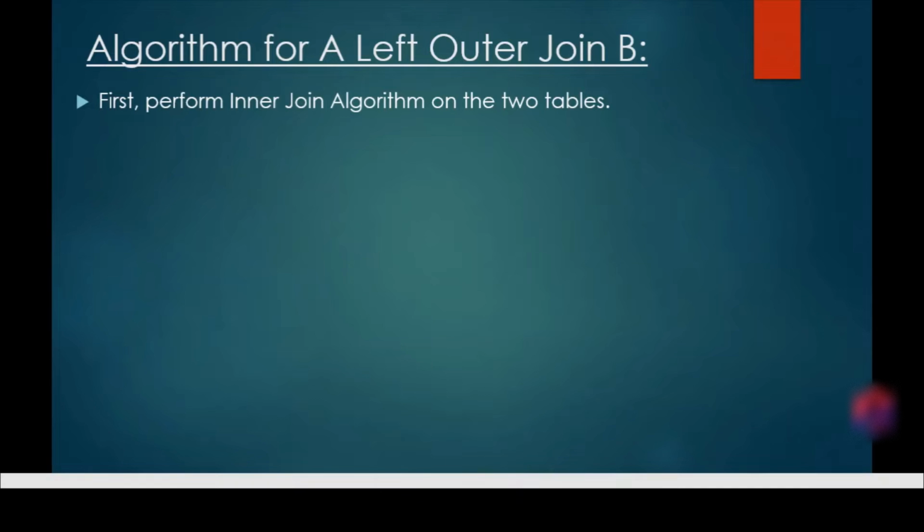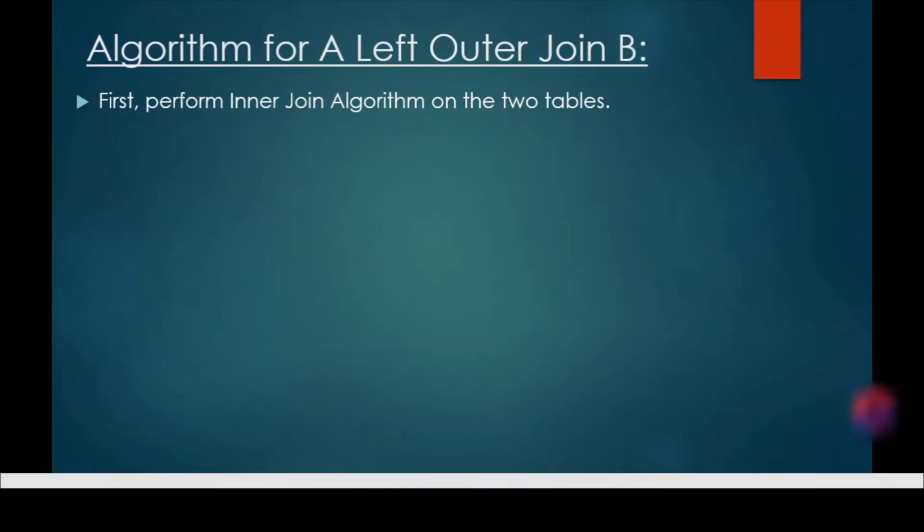Now the question is, what do we do for the non-matching rows? Remember, this type of join is a left outer join. So the table on the left of the keyword left outer join is the left table, which in our case is table A, and the table on the right of the keyword is table B. We need to include all the non-matching rows for table A, right? So our base table is going to be table A.